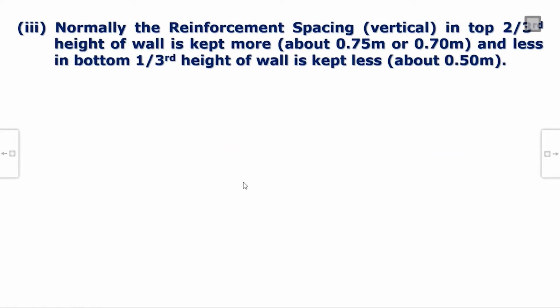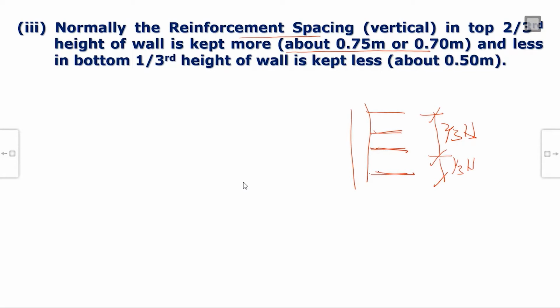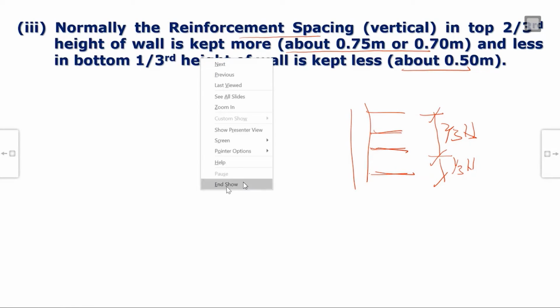Okay. And as I told you, normally the reinforcement spacing, that is the vertical spacing between reinforcement, in the top 2/3 height of the wall is kept more. In top it is more, so that is normally 0.7 to 0.75 meters. So maybe initially when you put your reinforcement, you can try with 0.7 or 0.75 in the top 2/3 height, and in the bottom 1/3 height you keep it less, because here forces are more, and normally you keep about 0.5 meter. So normally what you do is with 0.7 and 0.5 you arrange your reinforcement and then check it.